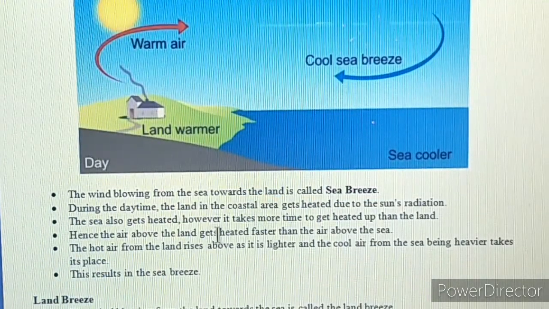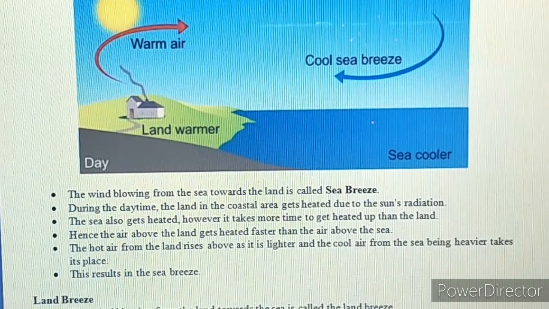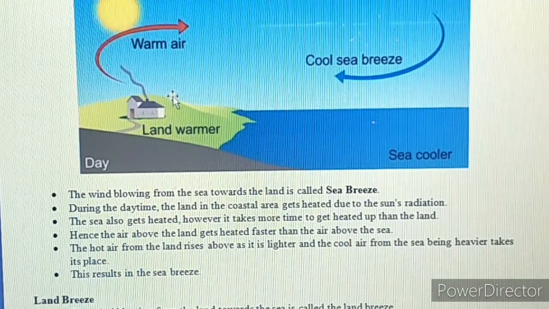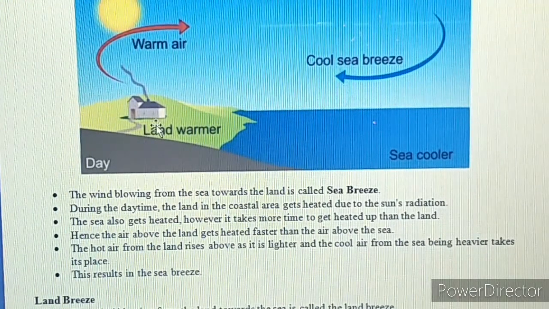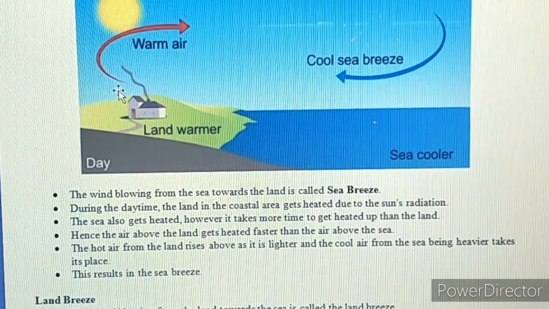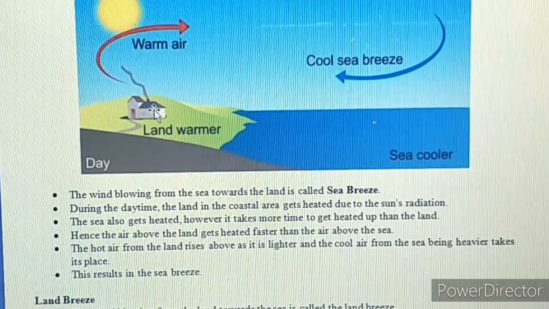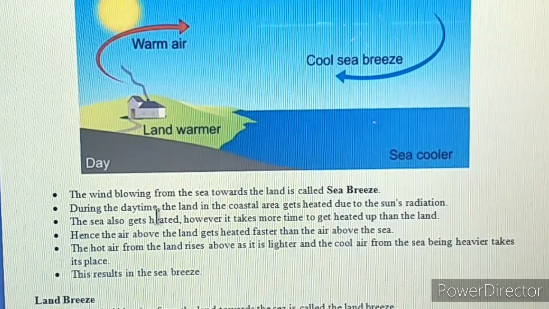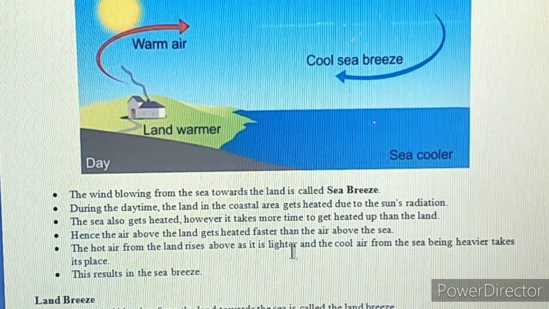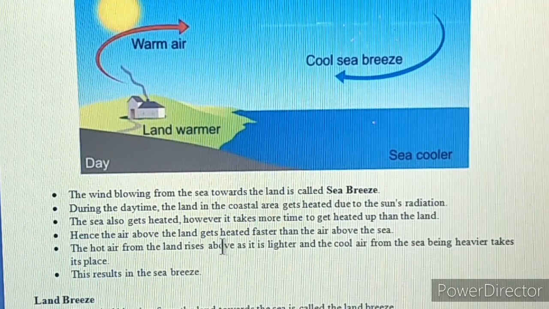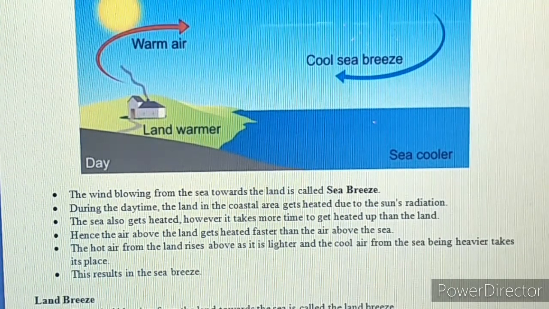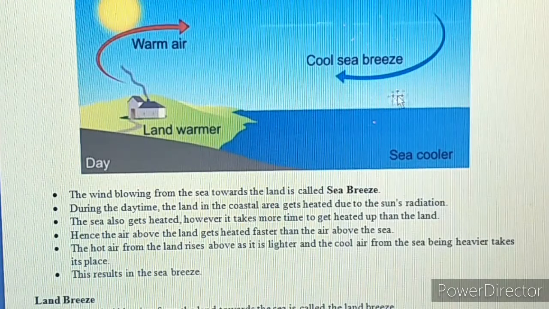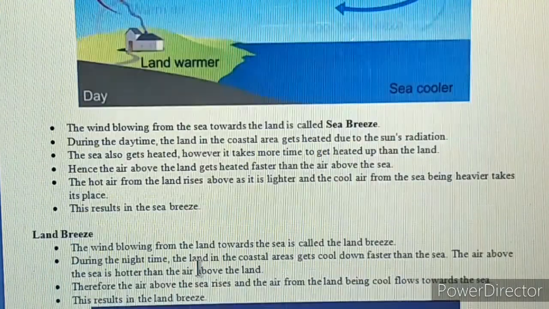Hence the air above the land gets heated faster than the air above the sea. As soon as the air is heated, it becomes warm and light, and light air always goes up. The hot air from the land rises as it is lighter, and the cool air from the sea, as it is heavier, takes its place, and this results in the sea breeze.